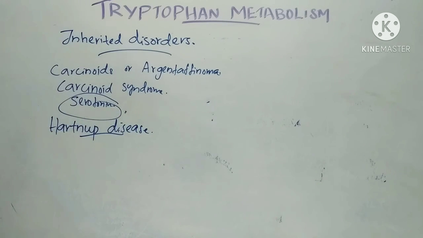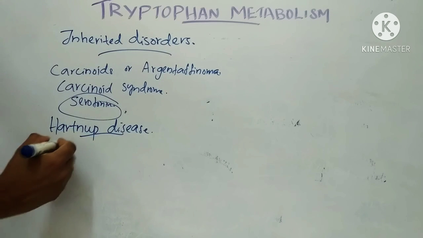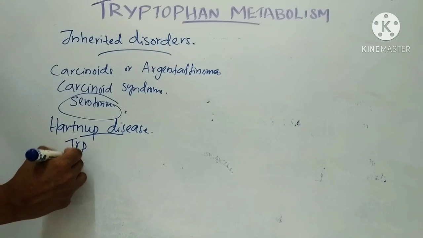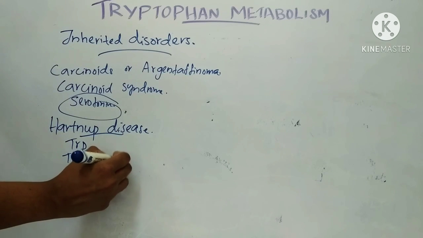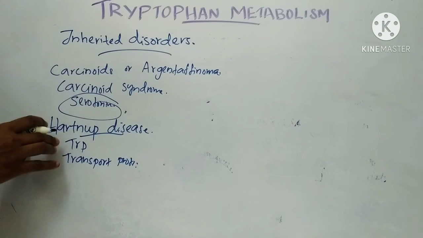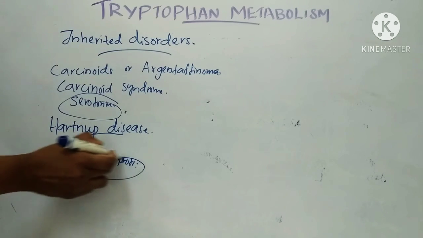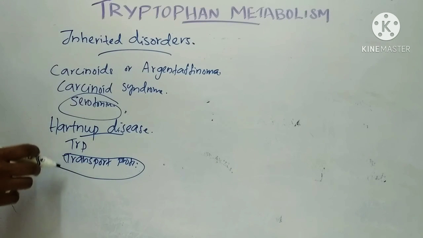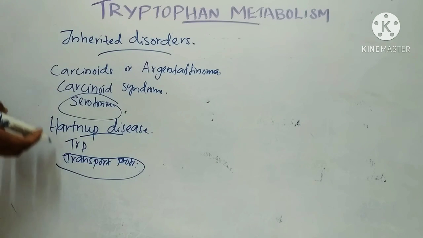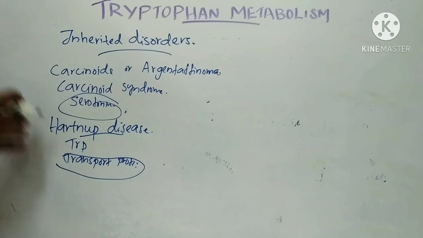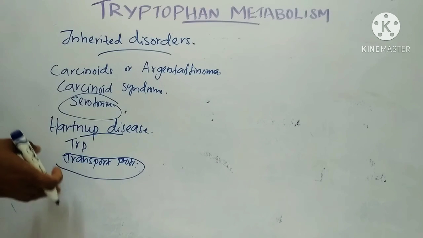Hartnup disease is a hereditary disorder associated with defective tryptophan metabolism. Probably there is impaired formation of transport proteins for tryptophan and other neutral amino acids in brain, intestinal mucosa and in renal tubular epithelial cells. There will be defective transport of tryptophan and other neutral amino acids.